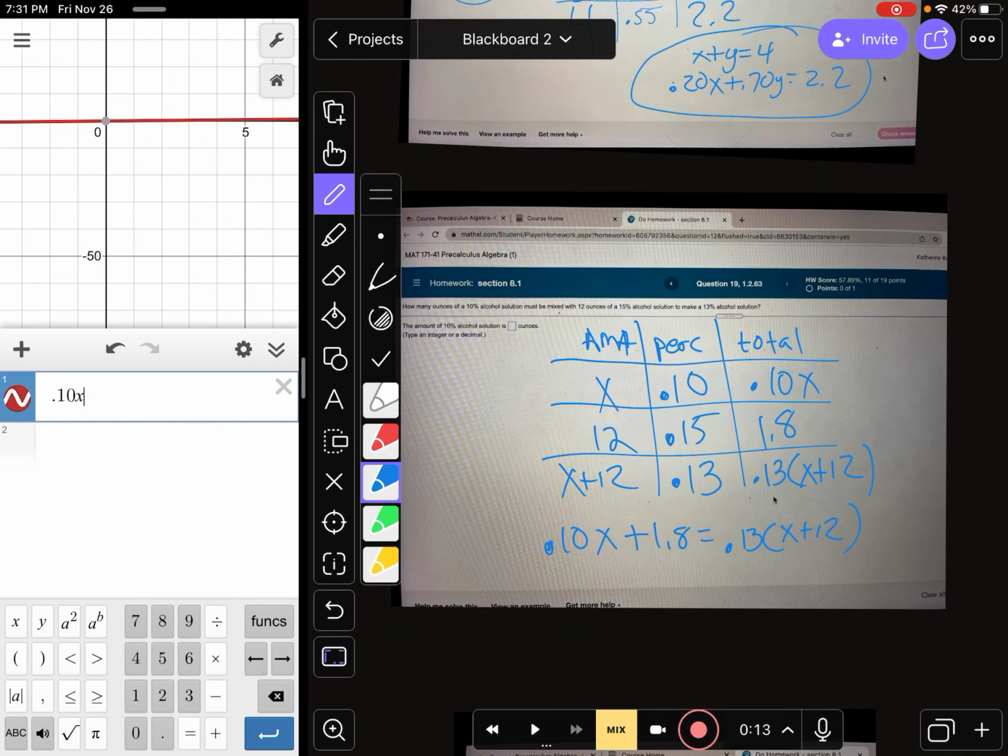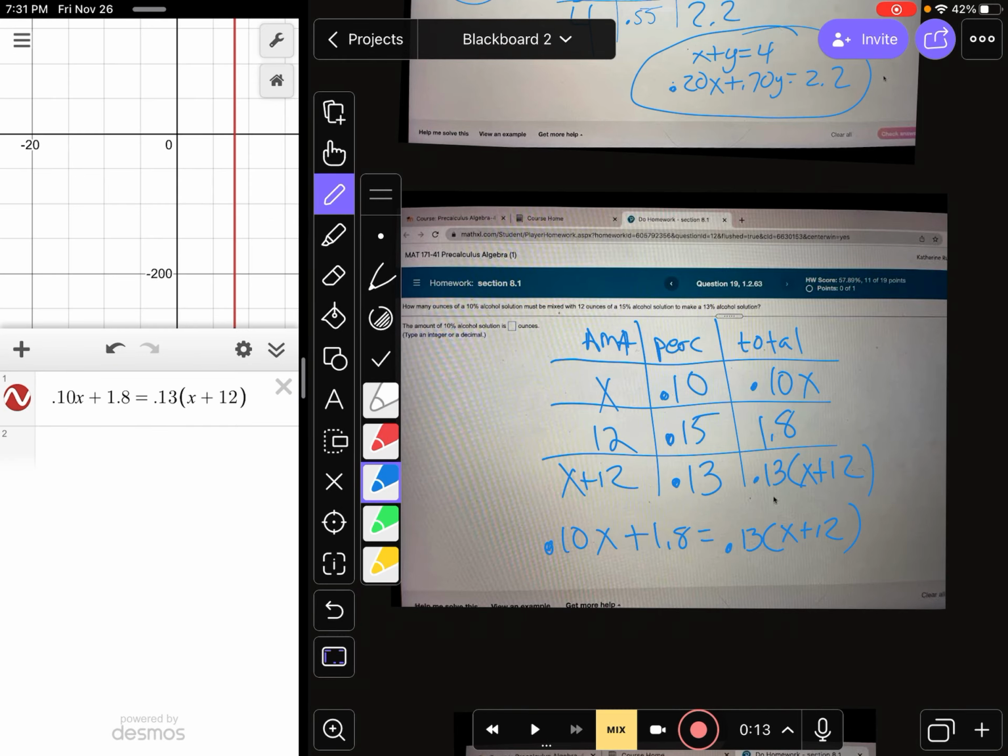0.10x plus 1.8 equals 0.13 x plus 12. I'm making sure I'm typing these in right, because if I didn't, we aren't going to get the right answer. I'm trying to be careful here. So I'm going to find my answer. And there it is, 8.